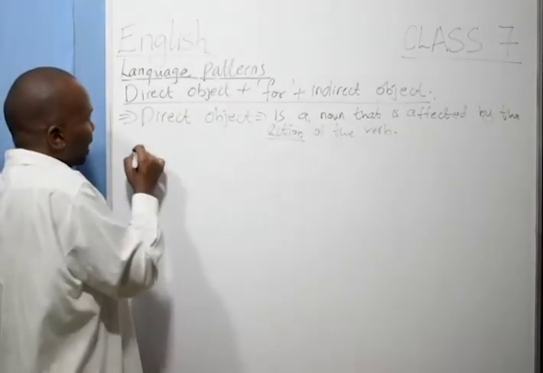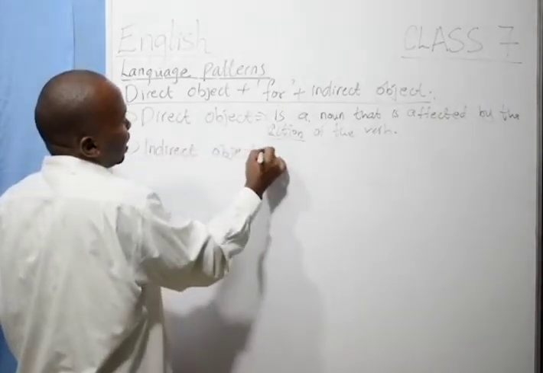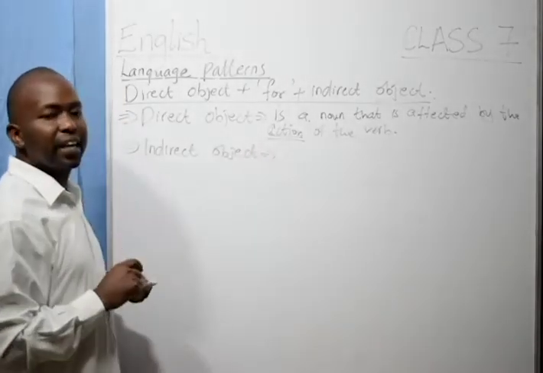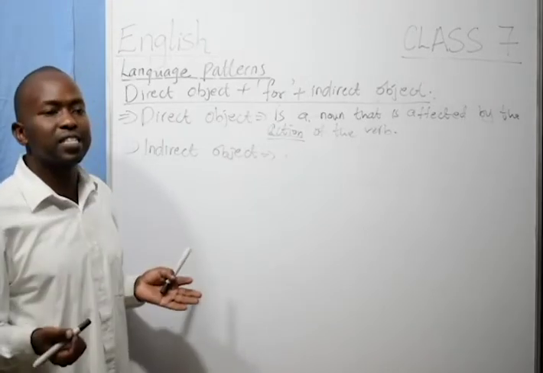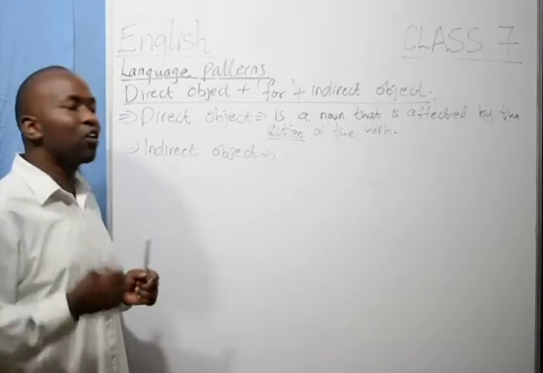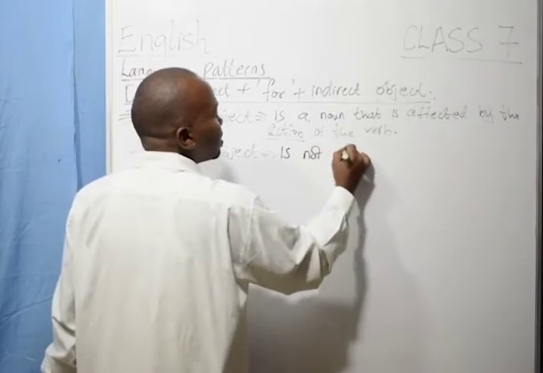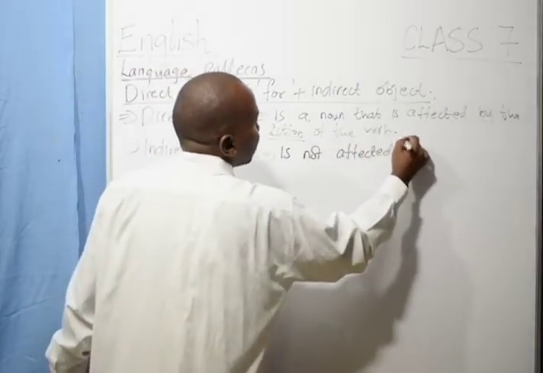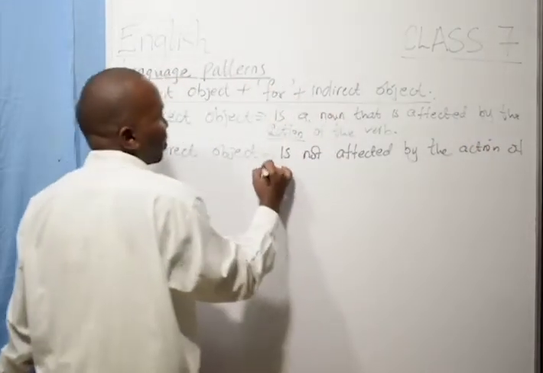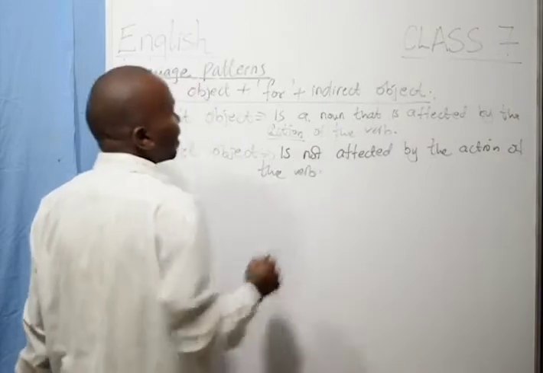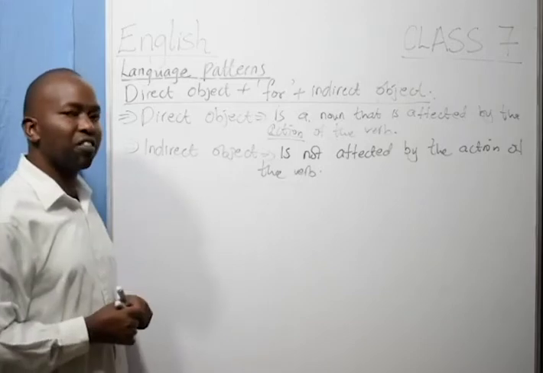Alright. Then earlier on we have also mentioned what is an indirect object. I believe you can remember what it is. Somebody try. Yes, I can see a hand there. Good. Very good. How many agree with that? Very good. So we say an indirect object is not affected by the action of the verb.